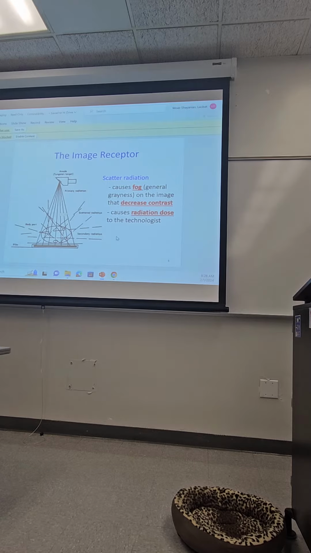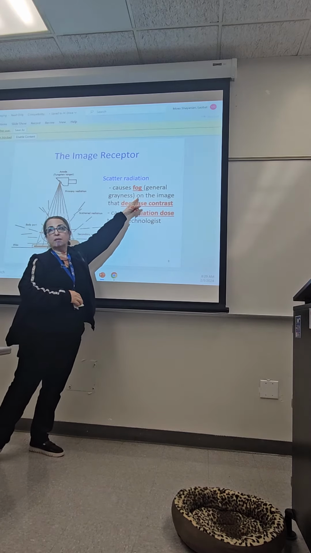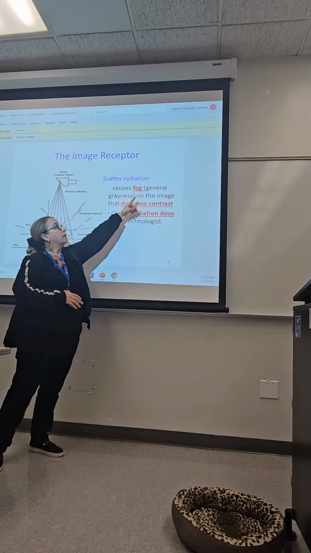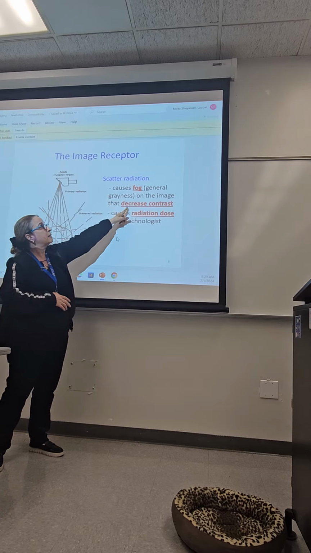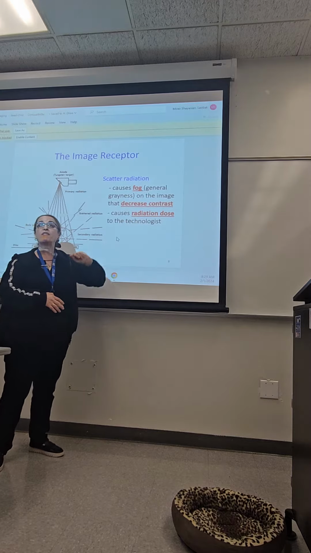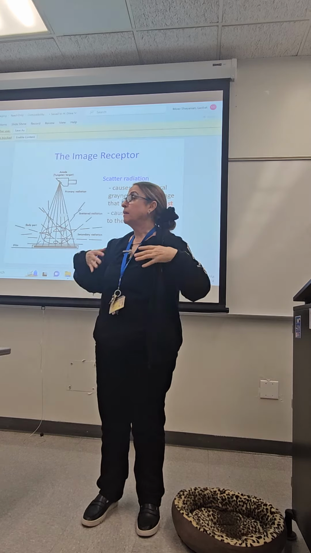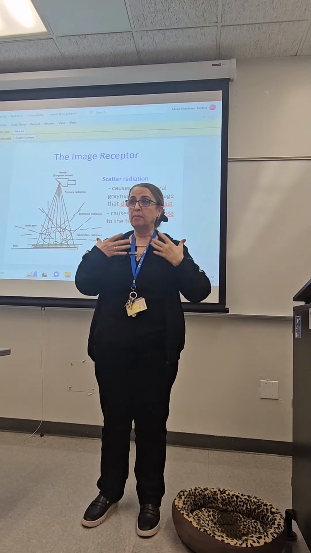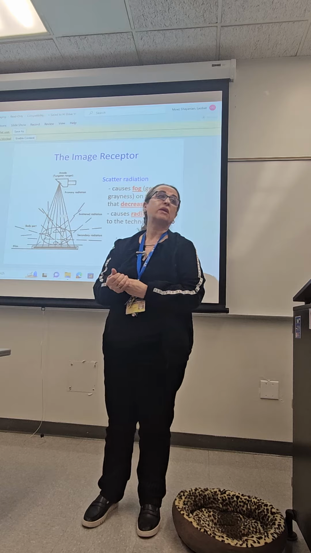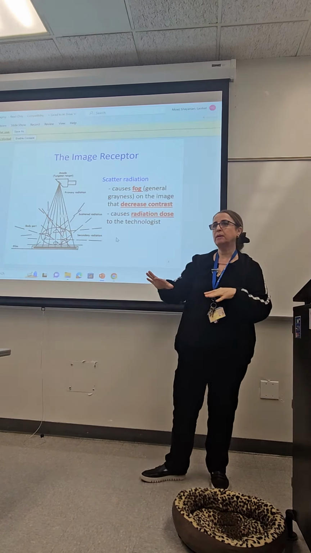Just know that. I know you have so many questions about how it goes high and what happens, but it's so much to get into, guys. Just remember, scatter radiation affects the image receptor, creates fog, and decreases the contrast of the image. It also affects the patient radiation dose, and if the technologist doesn't cover himself or herself with protective material, it affects the technologist as well. I don't want to go into too much detail because you're going to get confused.